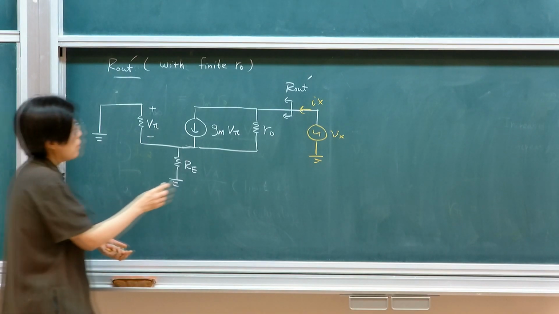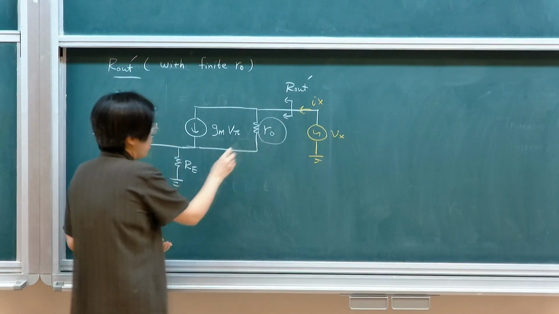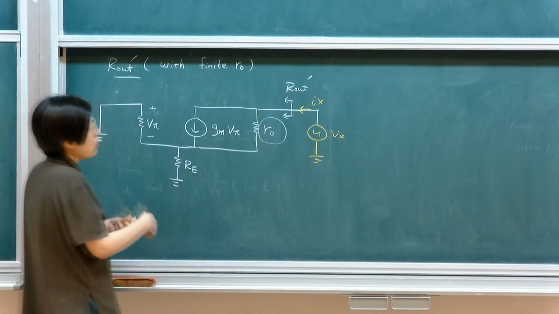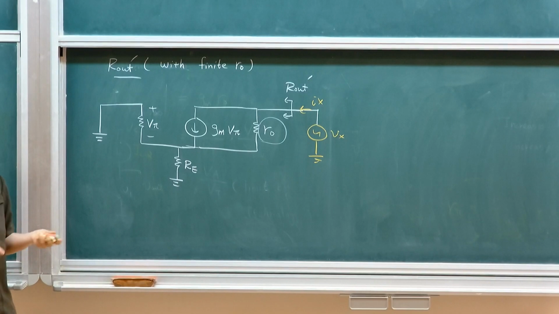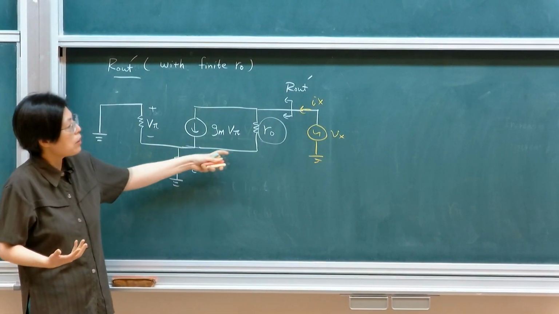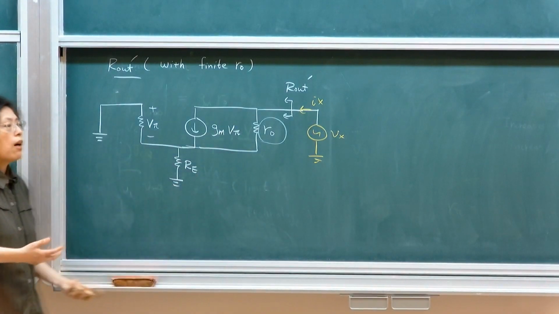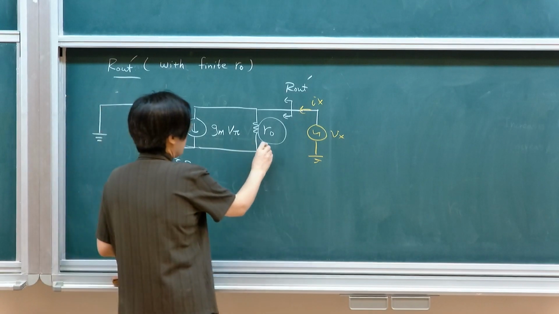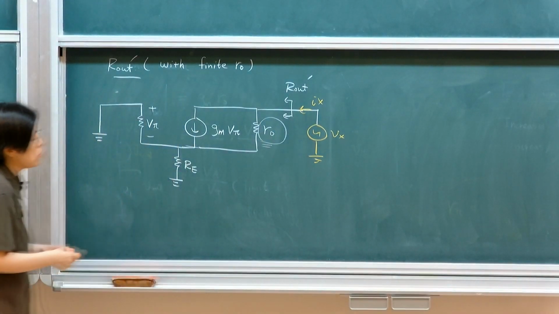Because there's a finite RO, there's a bridging between emitter and collector. In our previous analysis, we were assuming that it's an ideal current source. No, it's not ideal, because there is a finite slope on your collector current versus VCE characteristic. So if you want to include the early effect, then there's a linkage between the two.